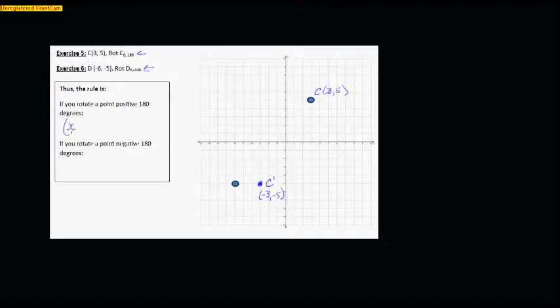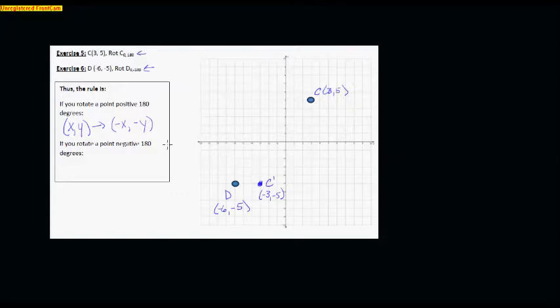Again, let's go over here and make the rule. Whatever I start with, what happened? The 3 and the 5 didn't change places this time, but look, they both turned opposite. So when I do a rotation of a positive 180, these both change sign. They go opposite. Alright, that was pretty easy. Let's try this one down here. D is at the point -6, -5.